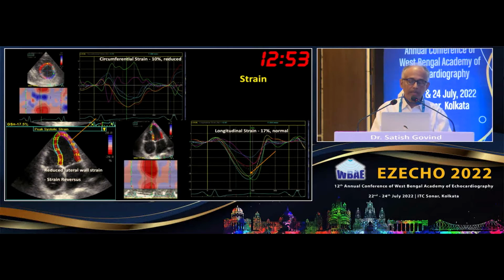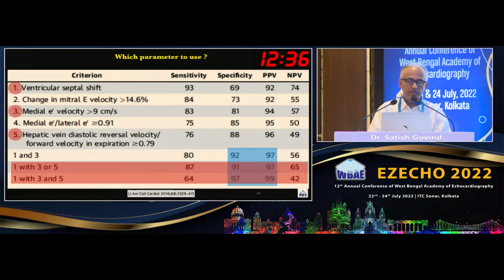You see that the lateral wall strain is less, and then the septal strain is normal or increased. And again you see on the curves here, this is where it is increased and this is where it is decreased. There is a term which has been suggested, not widely used, but this is known supposedly as strain reversus. So if I put everything into perspective, this is how it looks like. You'll see that ventricular septal shift is right on top, and this is where the focus should be.